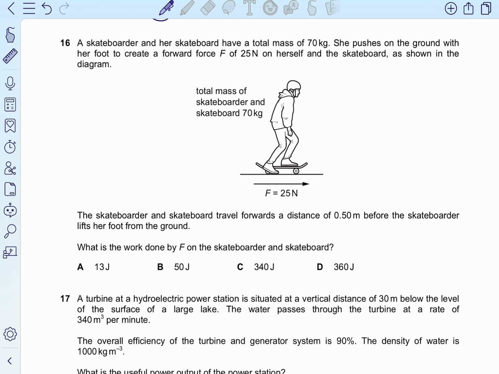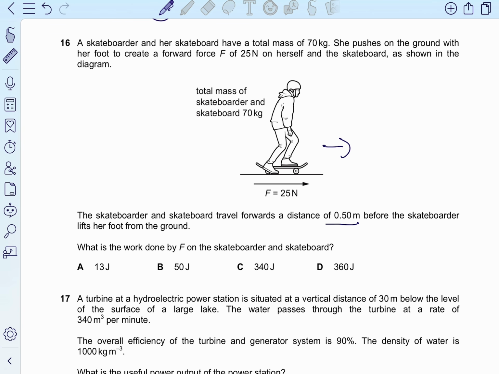A skateboarder and her skateboard have a total mass of 70 kg. She pushes on the ground with her foot to create a forward force of 25 newtons on herself and the skateboard as shown. So when she's pushing herself, she's getting a force of 25 newtons in this direction. The skateboarder then travels a distance of 0.50 meters before the skateboarder lifts her foot from the ground. What is the work done by F on the skateboard?